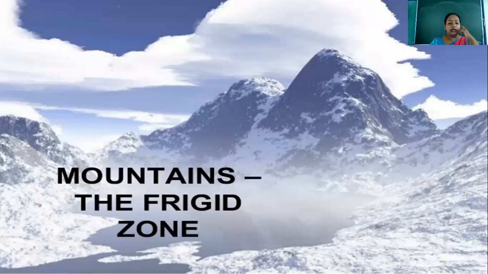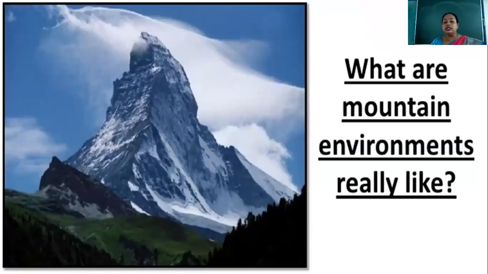Now you see here, this is the mountain, the frigid zone. Frigid zone means a very cold area or intense cold area. Here the temperature will be comparatively low. It can be below 0 degrees Celsius also. So in the mountains the environment is comparatively different from the area where we live.